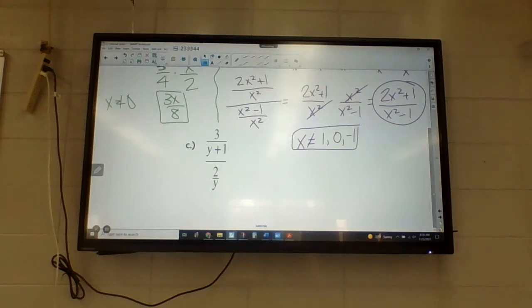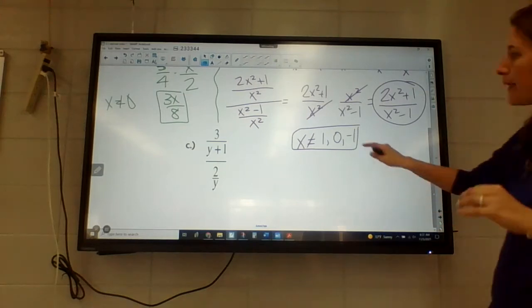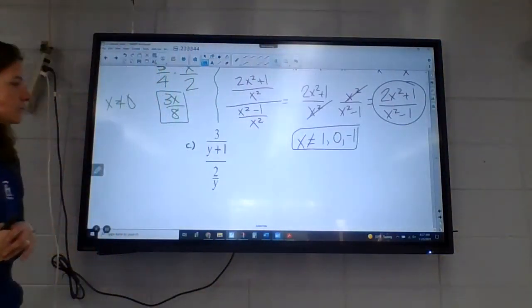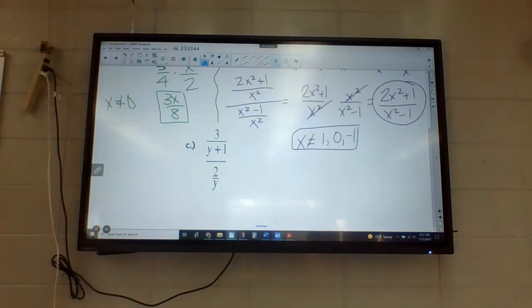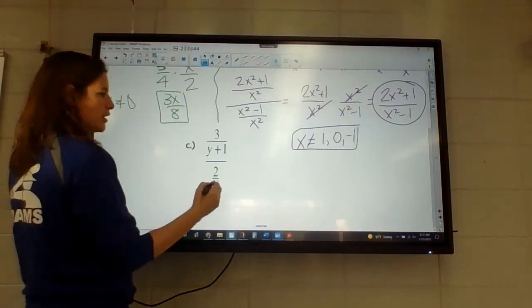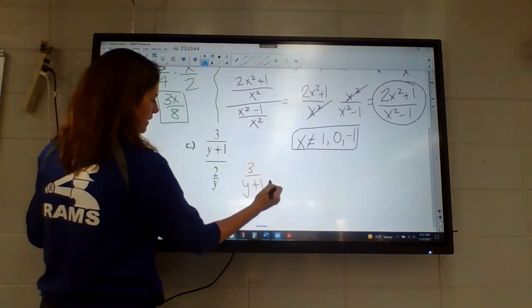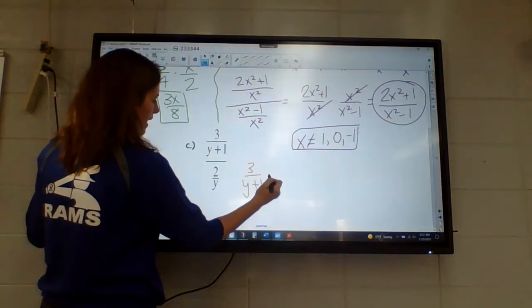Good news is letter C is a little bit better. All right. Actually, a lot better, right? Yeah. Where did B come from? Usually the last one is hard. So.